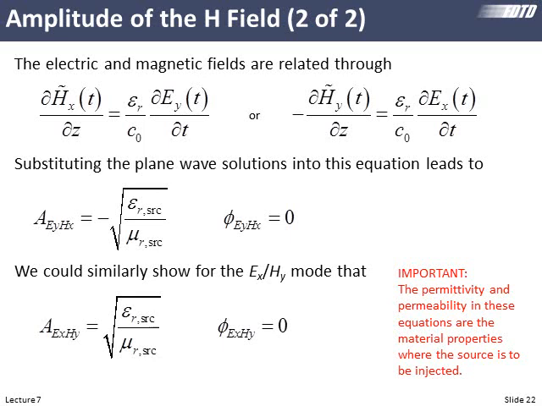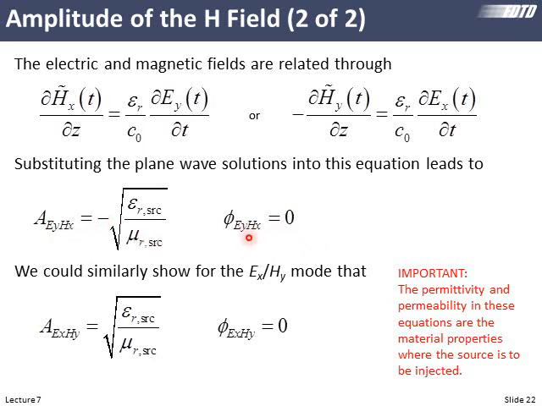So we go back to our reduced set of equations for a one-dimensional case, and we see how they're related. We substitute in our sine wave for the electric field, and we get out exactly what should happen. So for the EY-HX mode, we see that the amplitude term for the magnetic field is negative the square root of the relative permittivity divided by the relative permeability. So in other words, if we're in free space where we're injecting our source, this whole square root term would just be 1, and we just see that the amplitude of the H field is inverted, 180 degrees out of phase with the electric field.